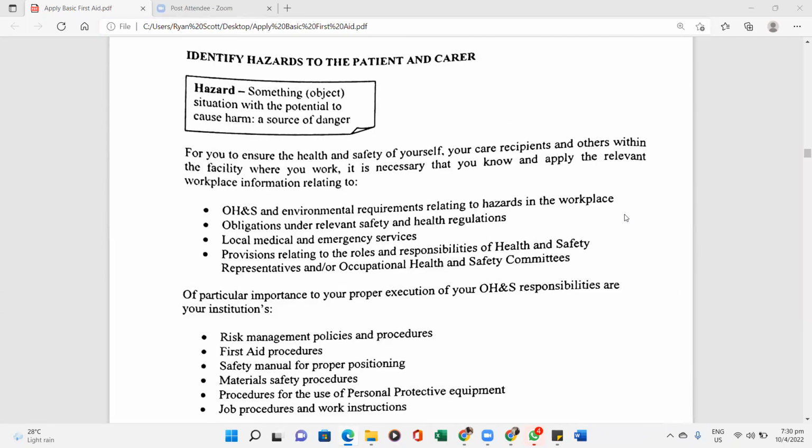All right, so identify hazards to the patient and carer. Hazard: something that's an object or situation with the potential to cause harm, a source of danger. That's what a hazard is.